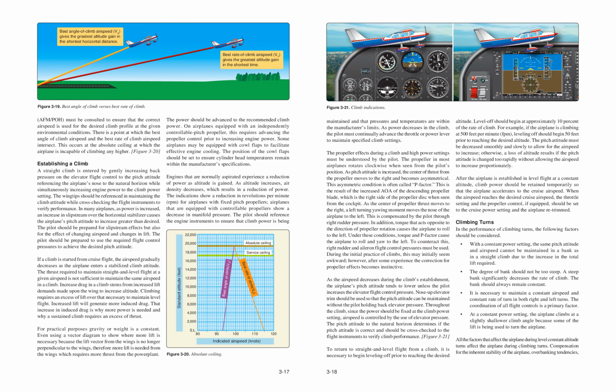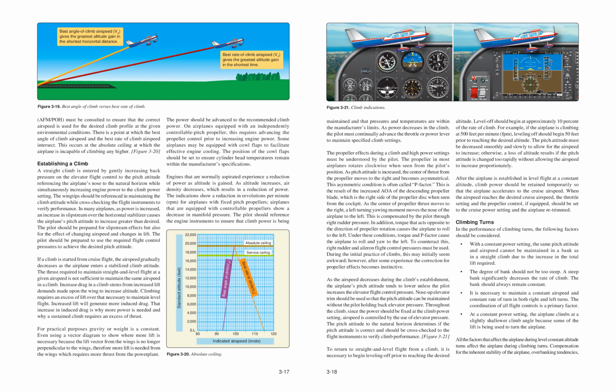Engines that are normally aspirated experience a reduction of power as altitude is gained. As altitude increases, air density decreases, which results in a reduction of power. The indications show a reduction in revolutions per minute, RPM, for airplanes with fixed pitch propellers. Airplanes that are equipped with controllable propellers show a decrease in manifold pressure. The pilot should reference the engine instruments to ensure that climb power is being maintained.